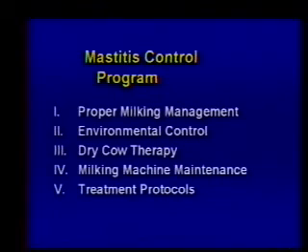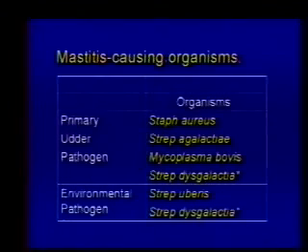Number 4, milking machine maintenance. Proper milking equipment with a proper vacuum, the proper rest to milk ratio, and then appropriate treatment protocol. So these are the 5 basic programs or basic points, if you will, that we have to try to control mastitis and prevent mastitis in most dairy farms.